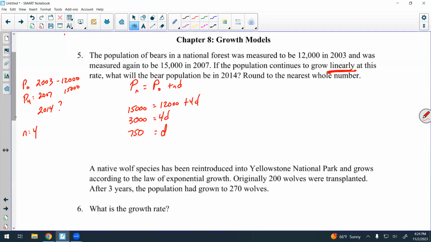And that's what I'm looking for. P of 11 is equal to P sub 0, 12,000, plus N, which is 11, times D, which is 750. 12,000 plus 8250. 20,250. Where'd 898 come from?